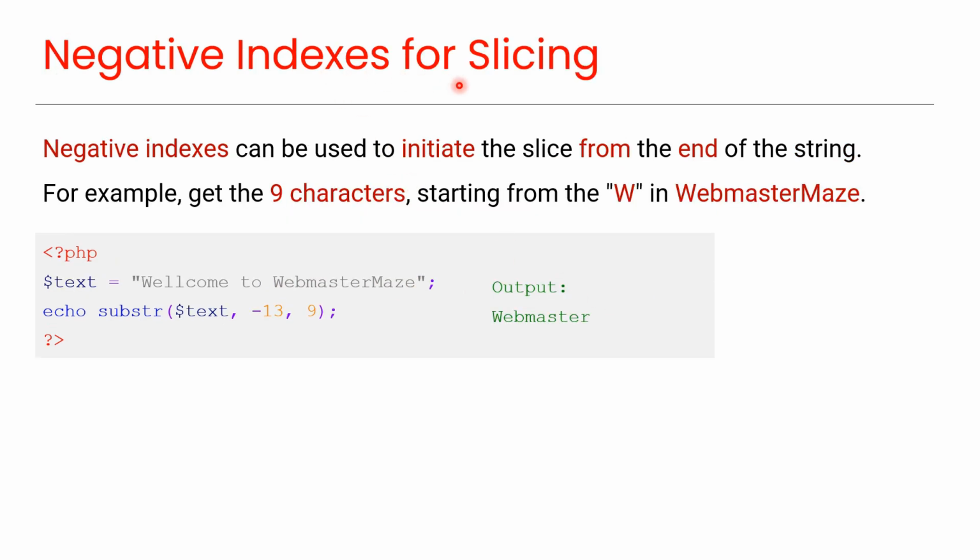Negative indexes for slicing. Negative indexes can be used to initiate the slice from the end of the string. For example, here we are retrieving 9 characters, starting from the 13th character from the end of the string. As you can see in this output, note that the last character has index -1.